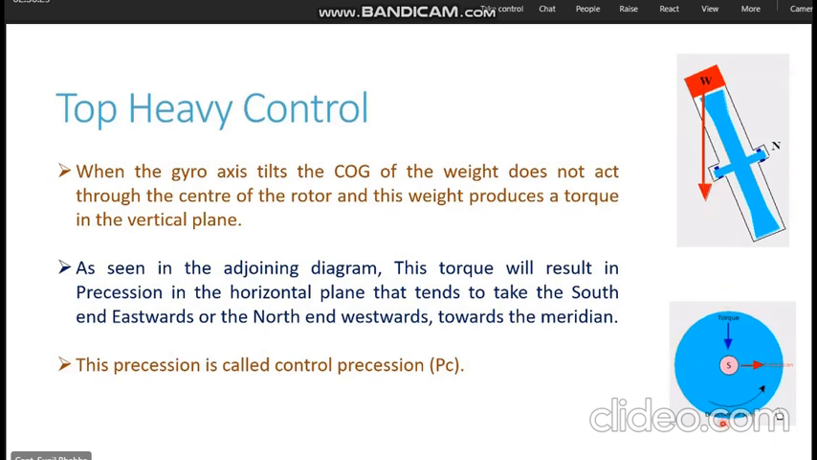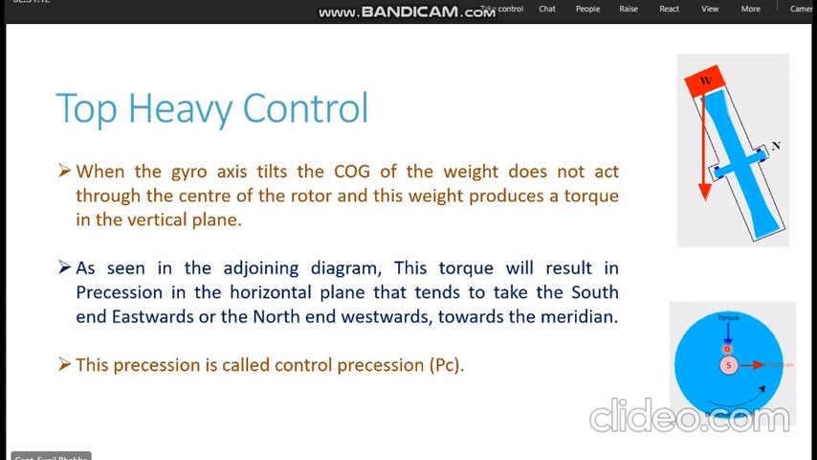Take your attention to the bottommost diagram. This is looking at the rotor and spin axis arrangement from the south end. Now you can see that the weight is acting on the south end, pushing it downwards. This is represented by the blue color arrow in the bottom diagram, showing the torque generated by the top heavy weight. Now when this weight acts on the spin axis, because of precession, this torque turns 90 degrees in the direction of the spin.